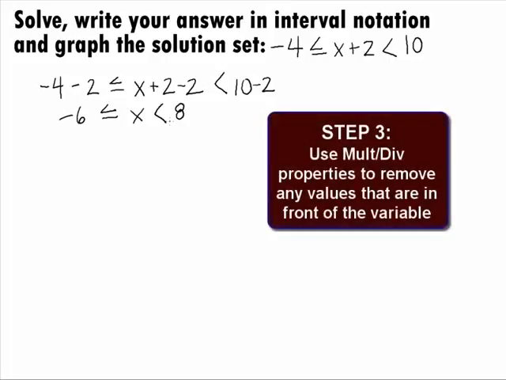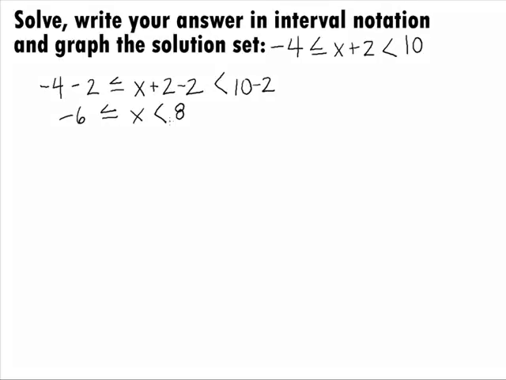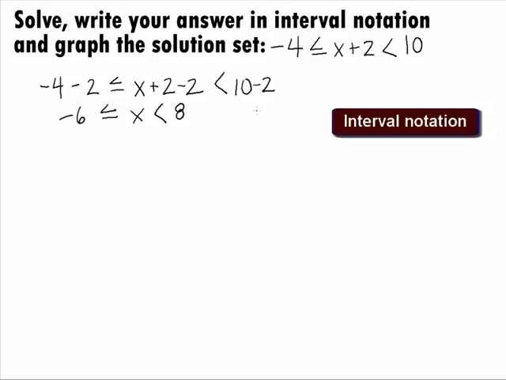In step 3, we want to use the multiplication or division property for inequality. It looks like we don't have anything to do in this step, so our final answer for the inequality is -6 is less than or equal to x is less than 8. Next, let's write this in interval notation.